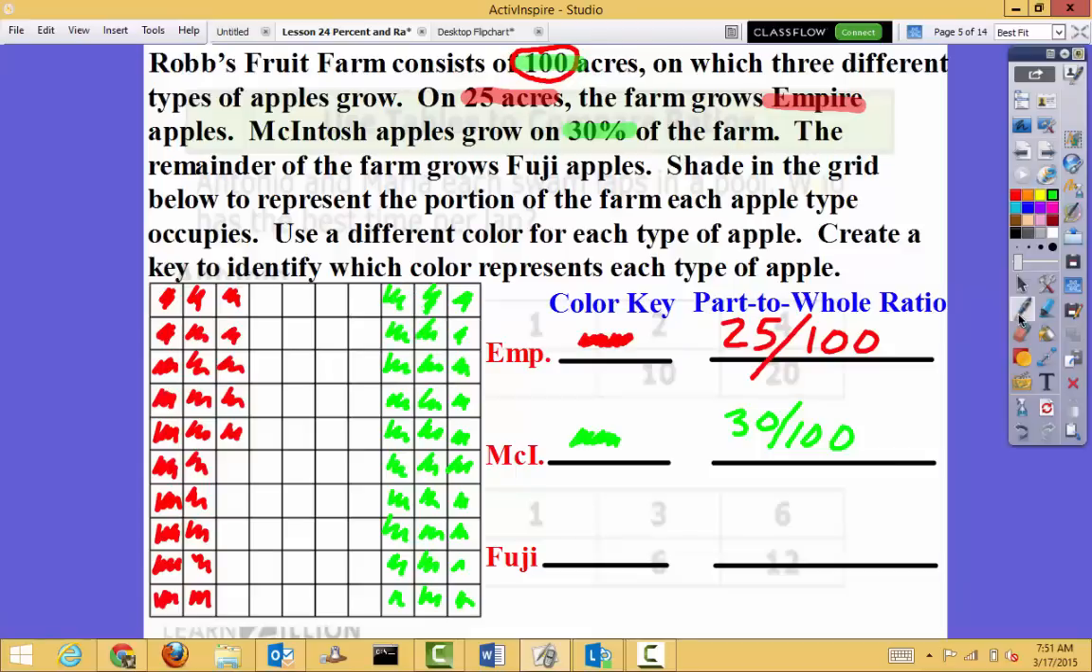Alright, so now let's move on to my last one. The last one is what? My Fuji apples. There's a problem here though. It doesn't tell me how many Fuji apples I have. It says the remainder of the farm grows Fuji. So what can I do? Well, my remainder is whatever I haven't shaded in. So that means everything else is going to be Fujis.